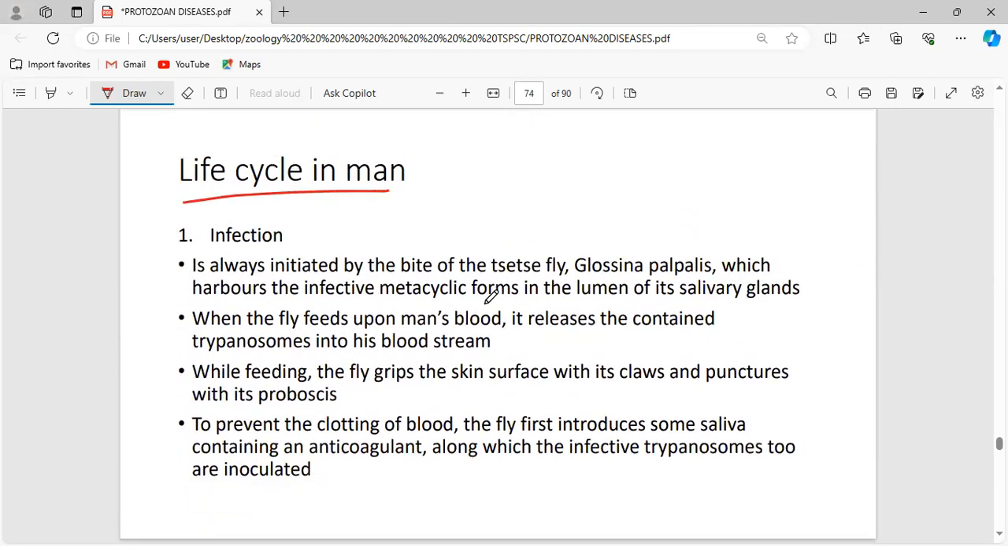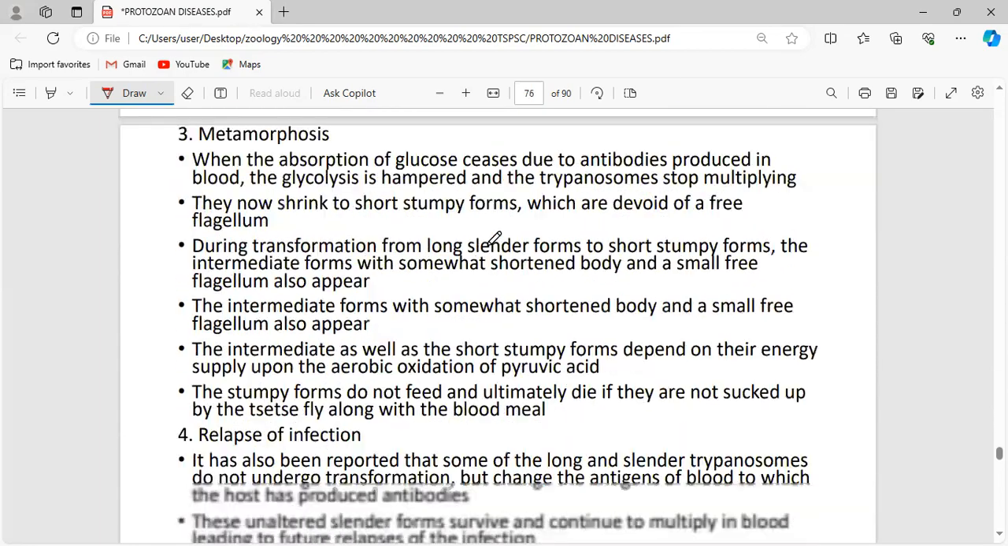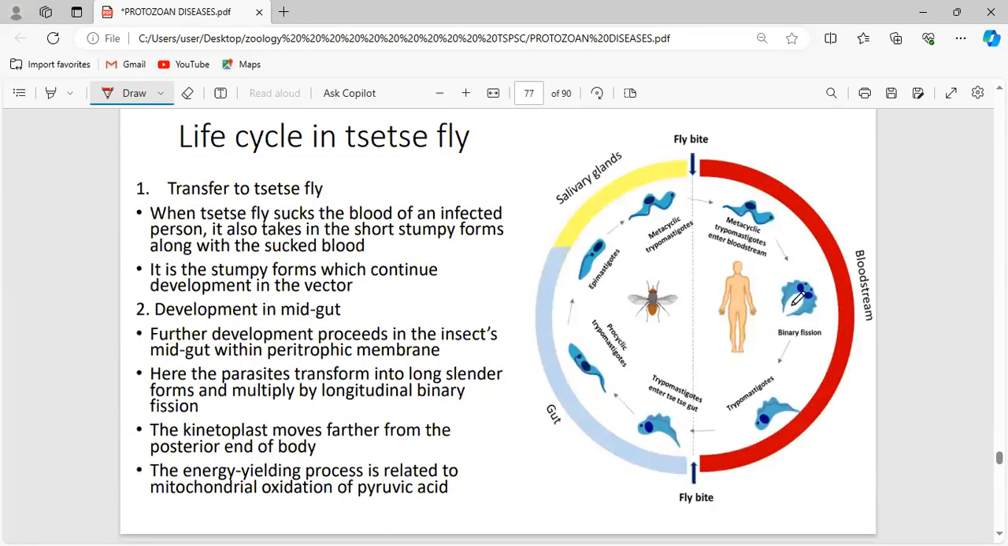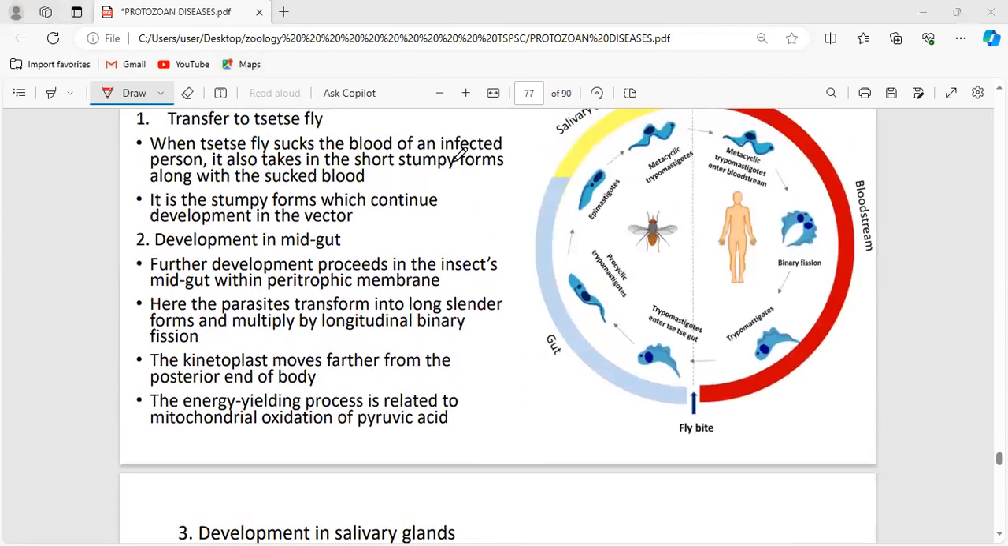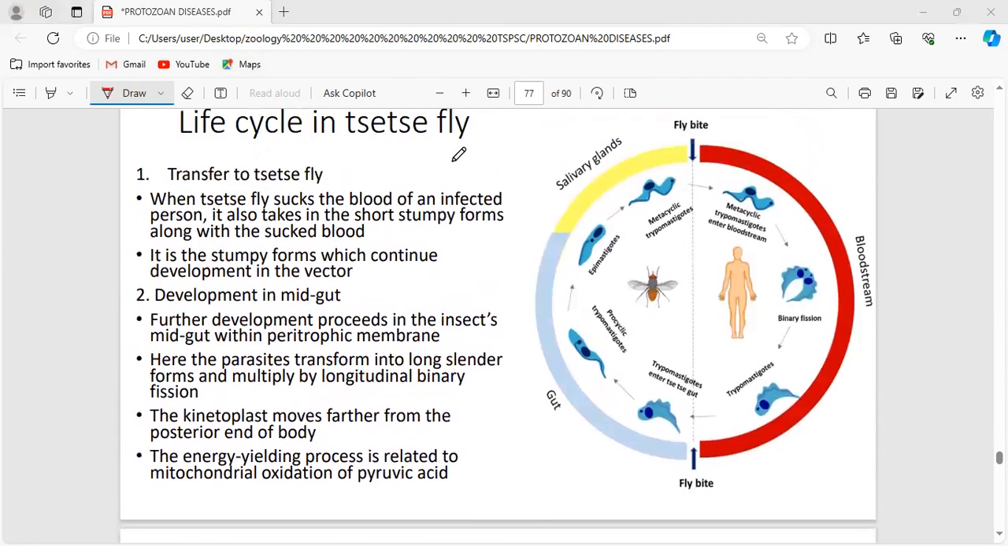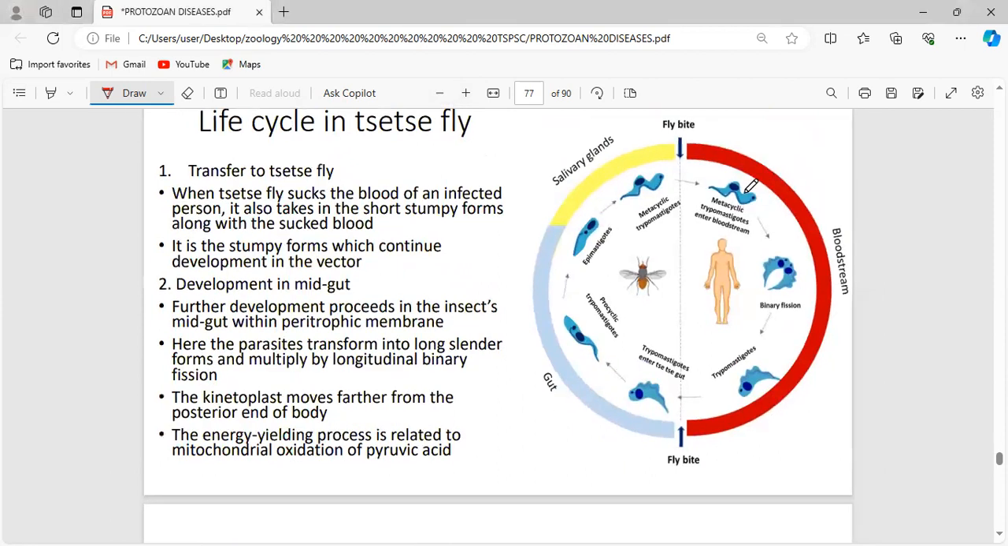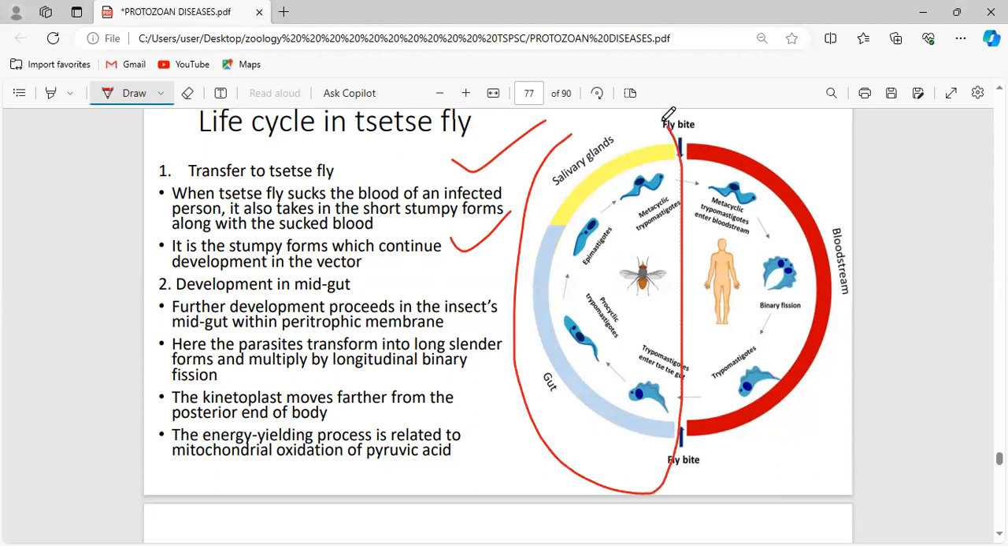Next, life cycle in man. Before that, I have to show you a picture. Okay. So just see here. In this picture, the question can arise about what I have mentioned here in theoretical form. See, this is the tsetse fly. This is the area where the parasites are in the tsetse fly. And this is the area where the parasites are present in the bloodstream.